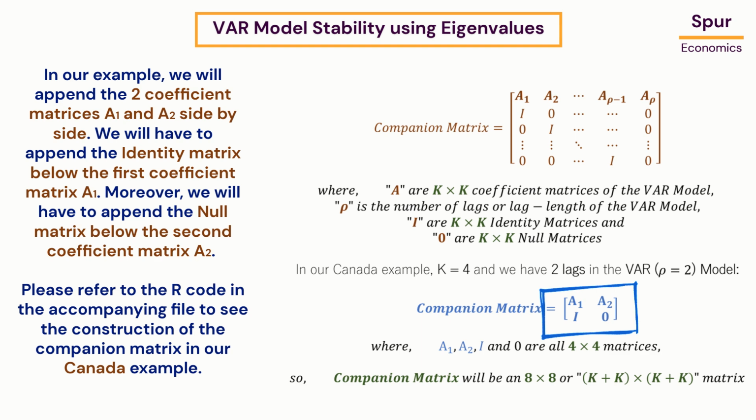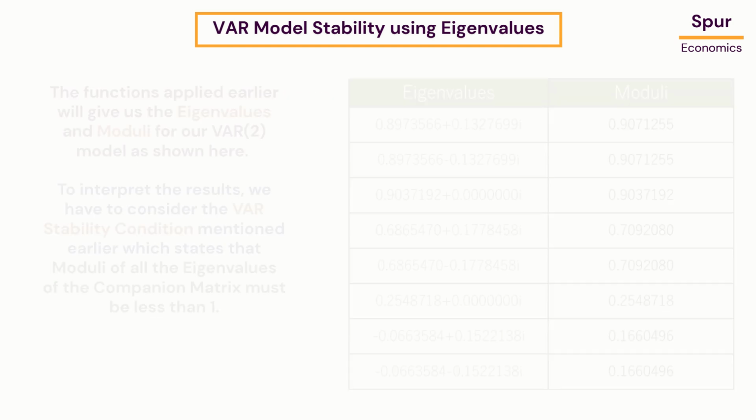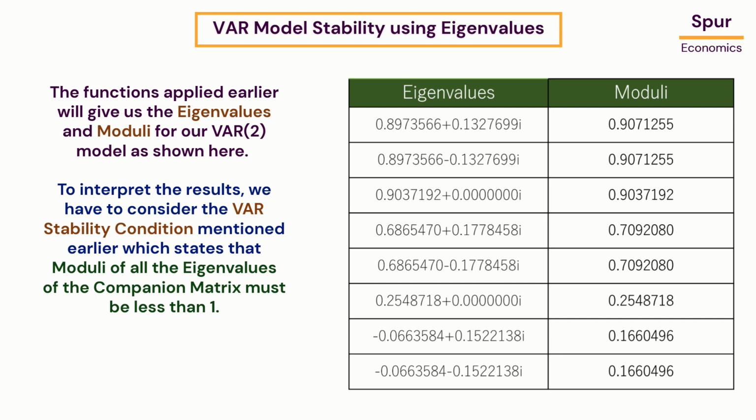Once we have the companion matrix, we can easily calculate the eigenvalues using the eigen function on the companion matrix. Then, we apply the mod function to estimate the moduli of those eigenvalues. The functions applied earlier will give us the eigenvalues and moduli for our VAR2 model as shown here. To interpret the results, we have to consider the VAR stability condition mentioned earlier, which states that moduli of all the eigenvalues of the companion matrix must be less than 1.